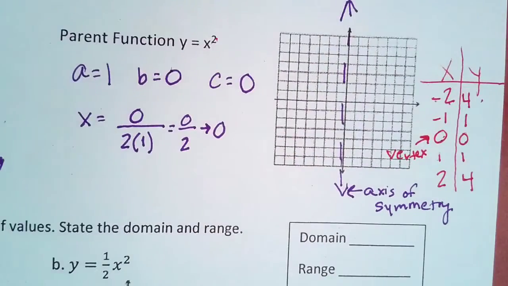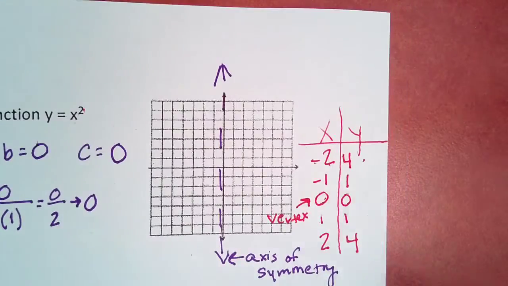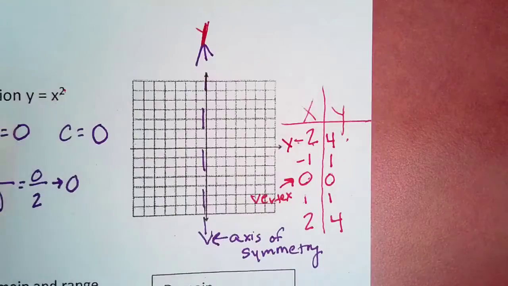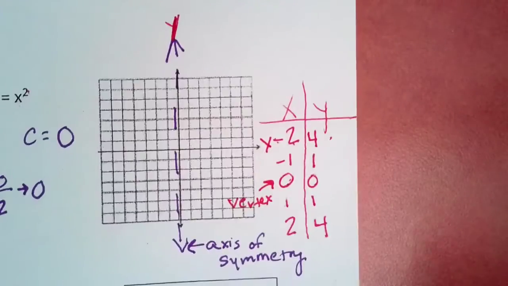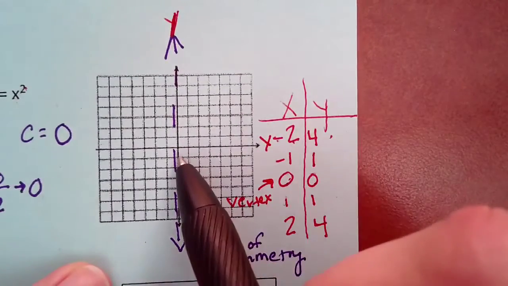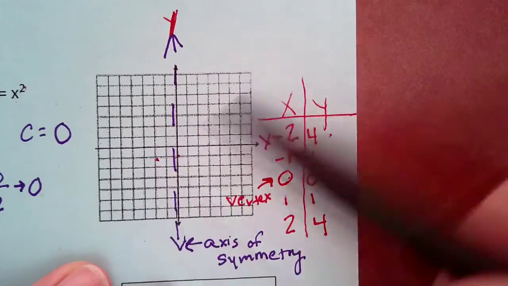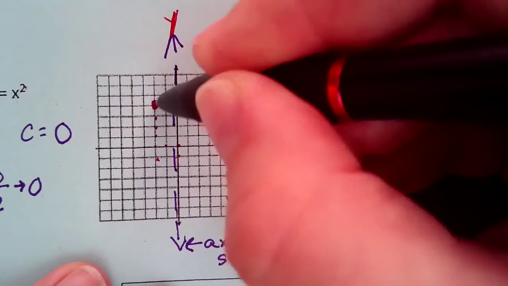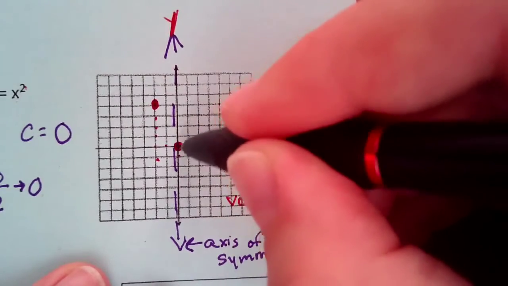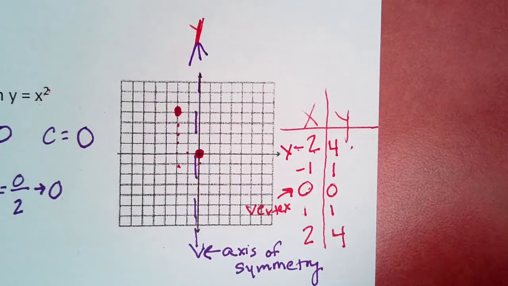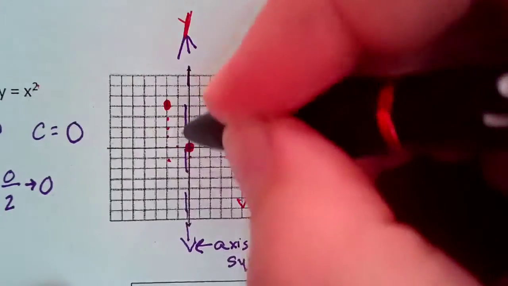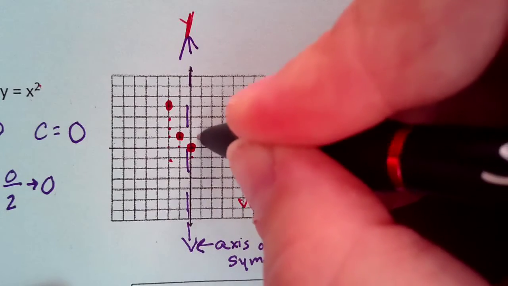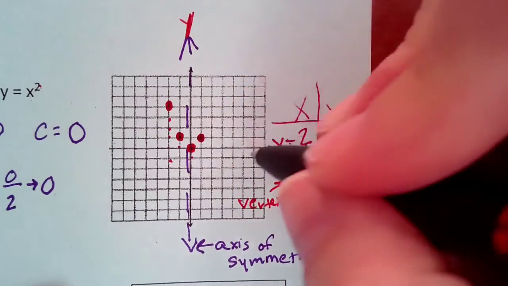Let's graph these ordered pairs. So this is our y-axis and our x-axis. So the ordered pair is x, y. So negative 2, 4. Start at 0, 0, go left 2, up 4. So 0, 0 is there. Negative 1, 1. So left 1, up 1. 1, 1, right 1, up 1. 2, 4, right 2, up 4.